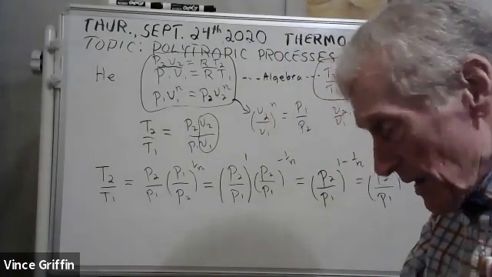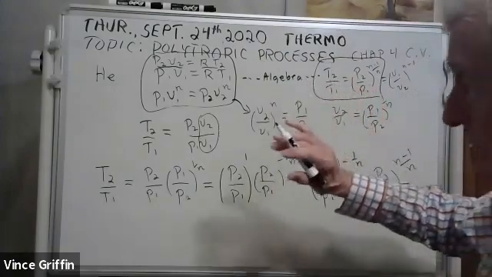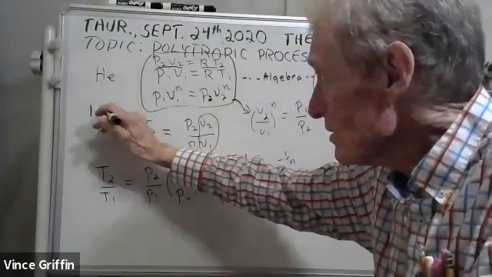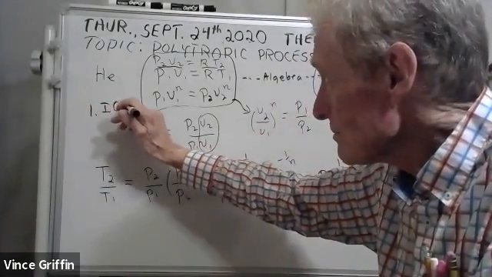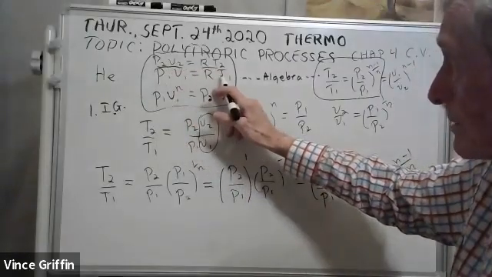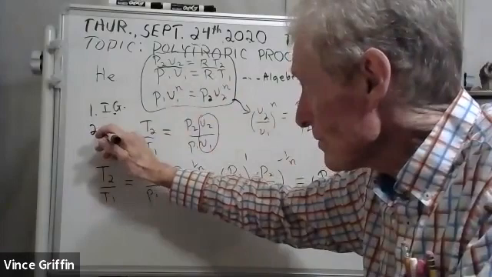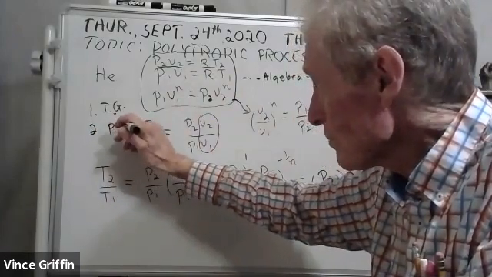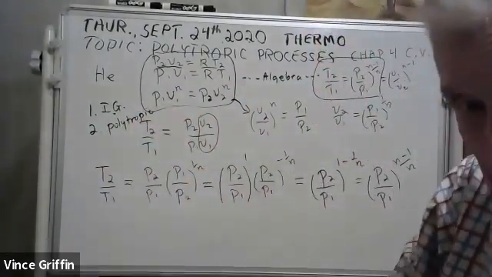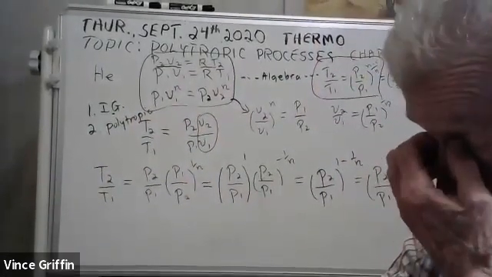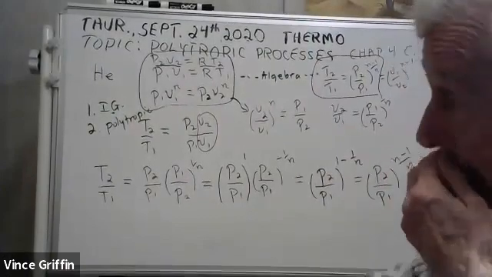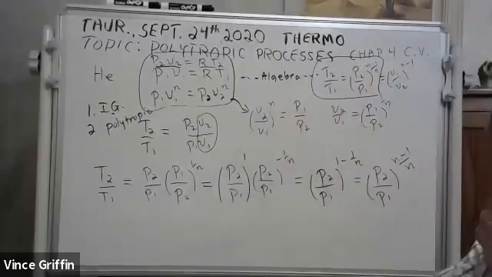dangerous. This is a wonderful equation, but it's only good if you have 2 things. You must have an ideal gas, because look, we use the ideal gas law in order to come to it. And then the other thing is it's got to be a polytropic process. If you have an ideal gas, polytropic process, then you can use this lovely shortcut equation.